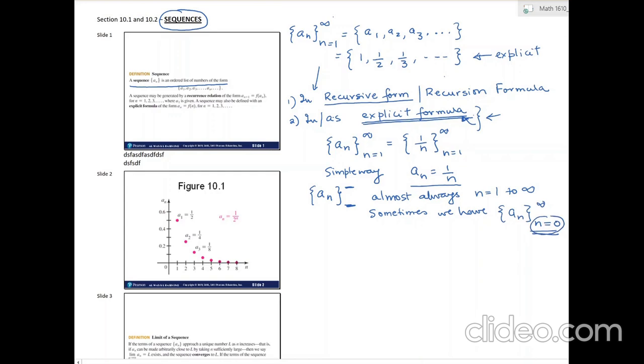So let's look at some examples of it. So here is another sequence where the sequence is 1 over 2 raised to the power n. So a1 is half, a2 would be 1/4, and so on. So here is a graphical representation of a sequence.